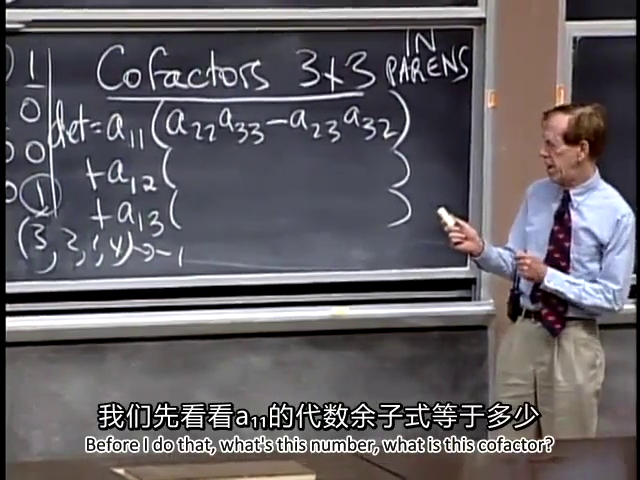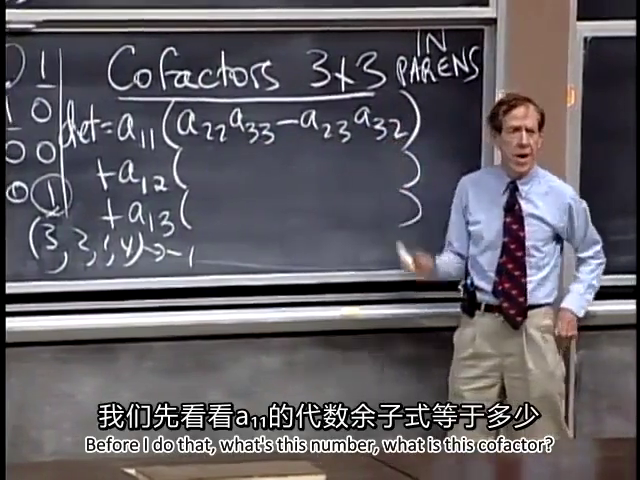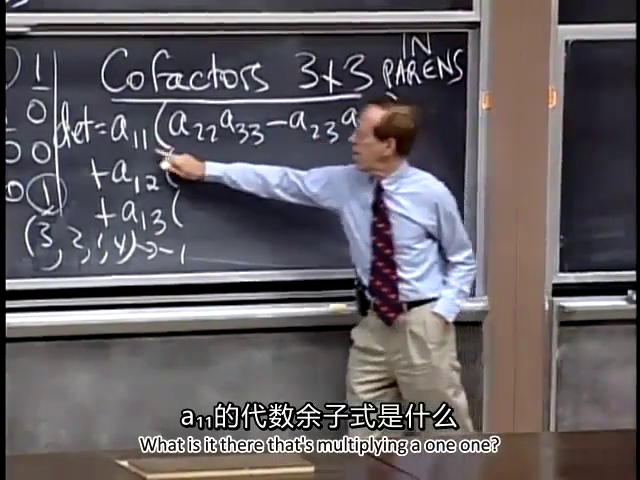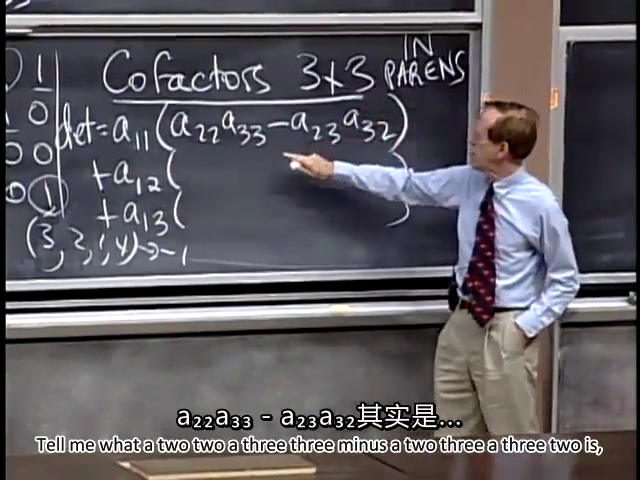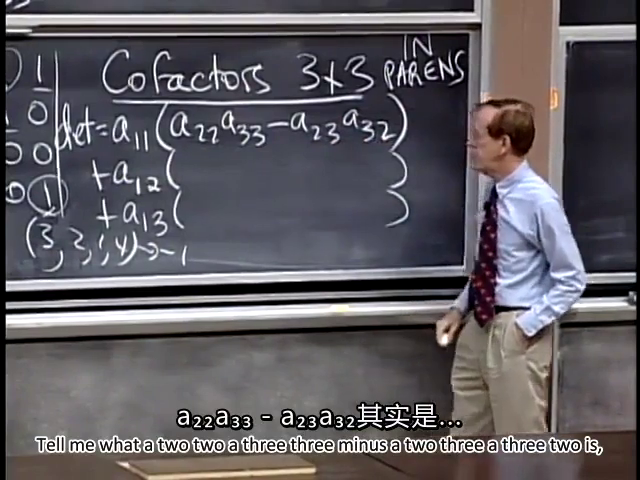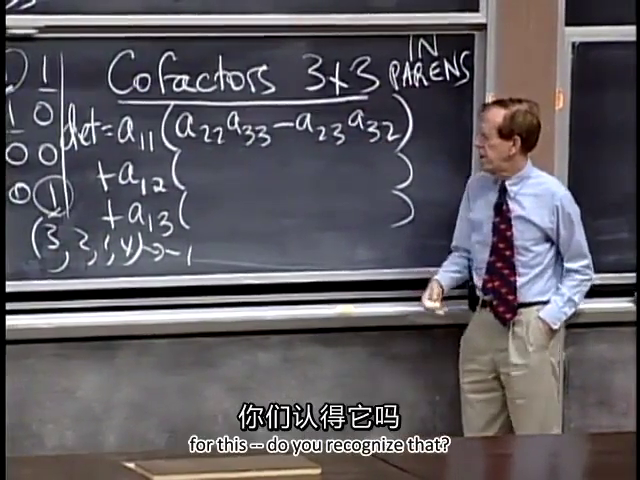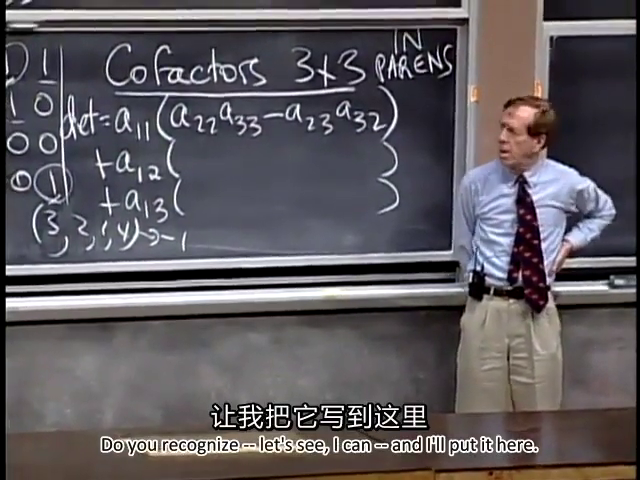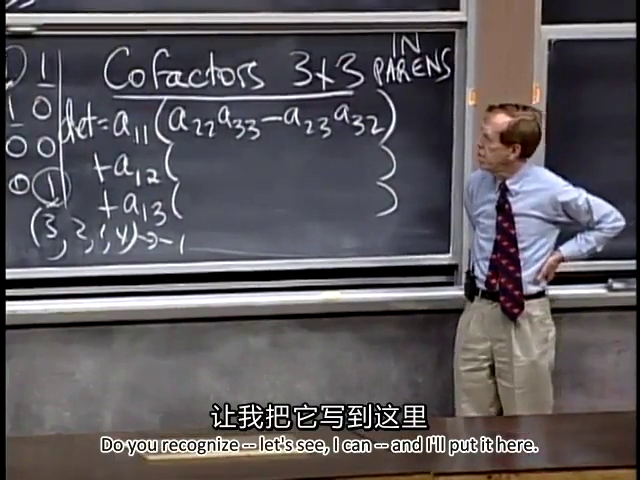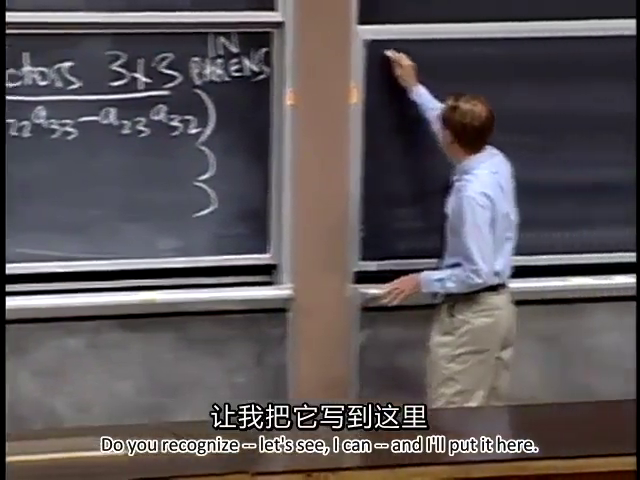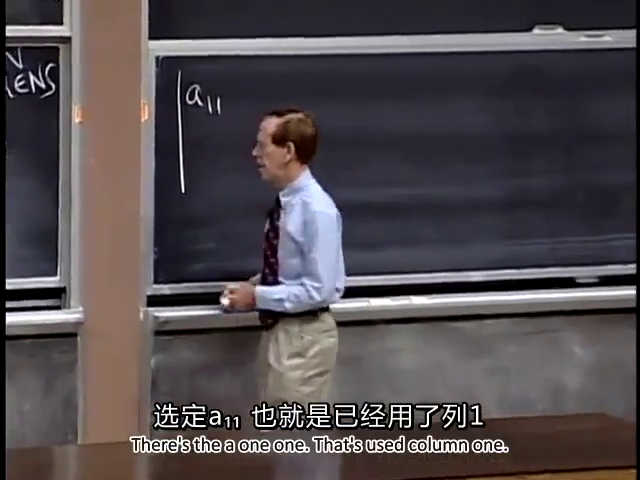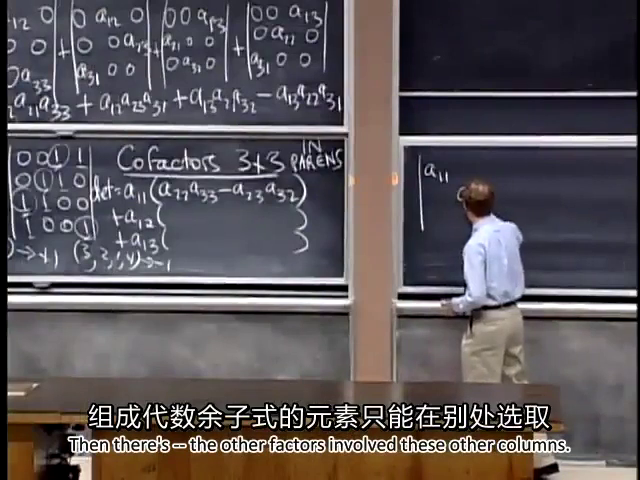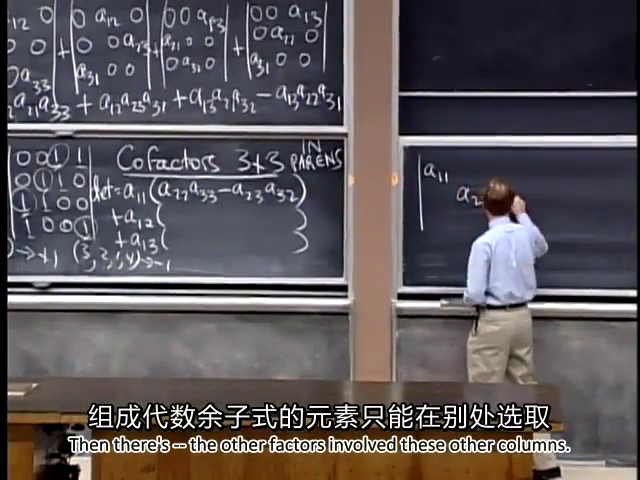Before I do that, what's this number? What is this cofactor? What is it there that's multiplying A11? Tell me what A22, A33 minus A23, A32 is for this. Do you recognize that? Let's see, I'll put it here. There's the A11. That used column 1. Then the other factors involve these other columns.